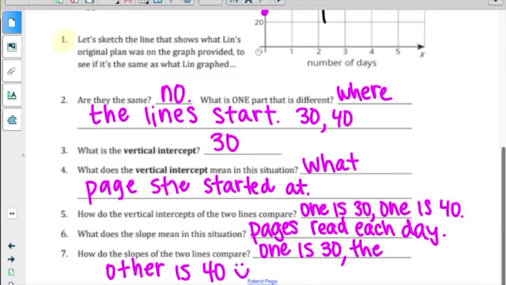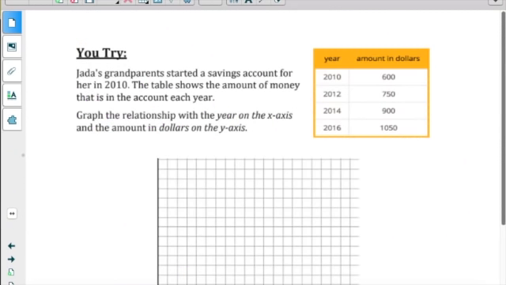Okay, the last thing you are going to do is the blue paper. Put your name on it, please. You're going to do this for me and then turn it in. It says, Jada's grandparents started a savings account for her in 2010. The table shows the amount of money that is in the account each year. Graph the relationship with the year on the x-axis and the amount of dollars on the y-axis.